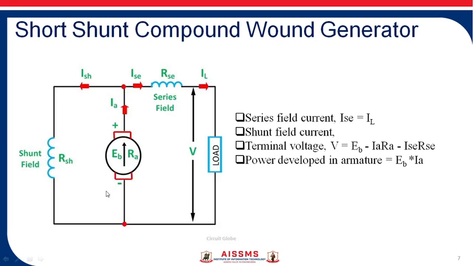And the last type is the short shunt wound generator. In the short shunt wound generator, the connection of the field winding is like this, and the series field current ISE is equal to IL. Terminal voltage is equal to EB minus IARA minus ISE RSE, and power developed in the armature is EB into IA.